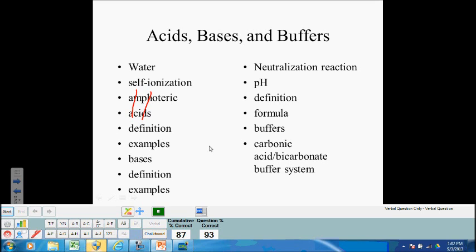Logarithms are based on the number 10. When you go up 1, you're actually going up what? 10.